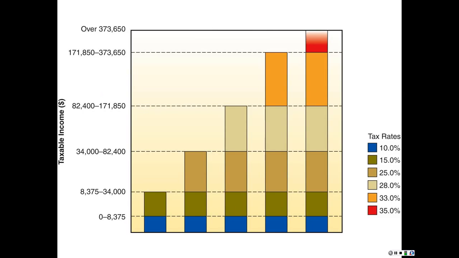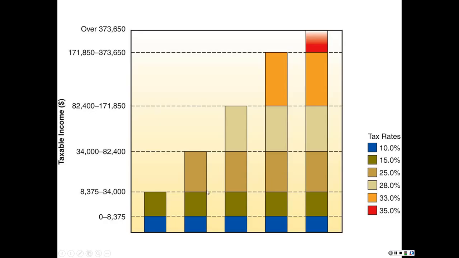Let me give you an example of what I'm talking about here. If you look at this slide, you see the numbers on the left. This is going to be your taxable income on the y-axis. On the x-axis, we're talking about our tax rates, what percent of tax we pay. So if we earn between $0 and $8,375, our tax rate is 10%. If we earn between $8,376 and $34,000, our tax rate is 15%.